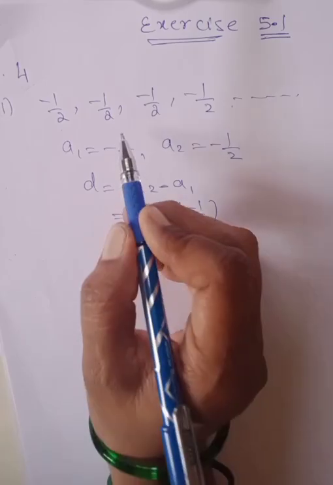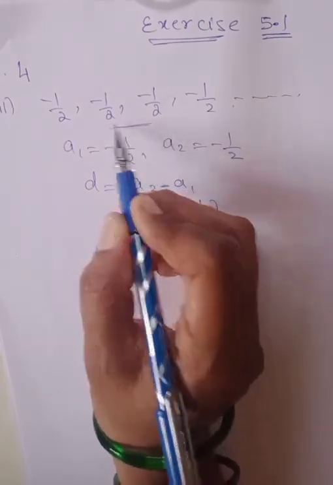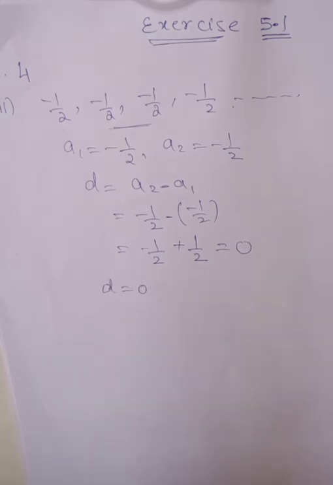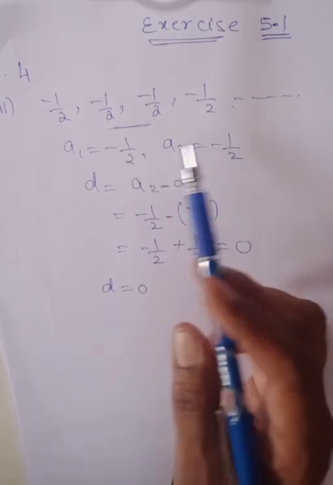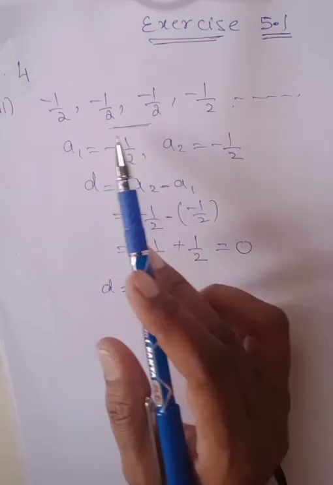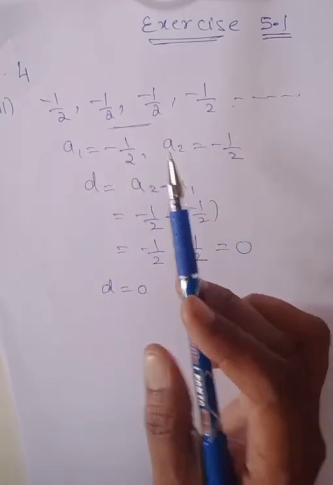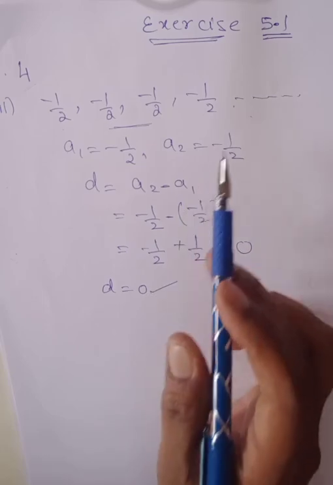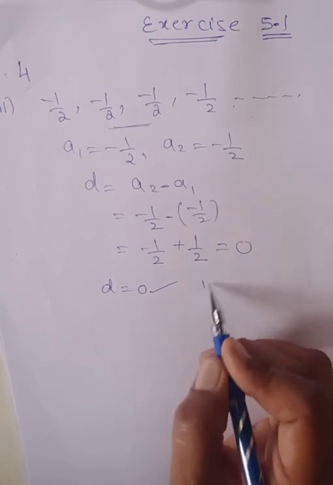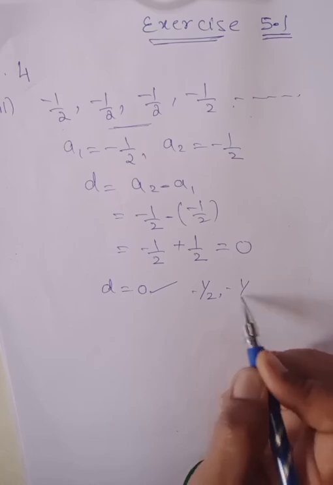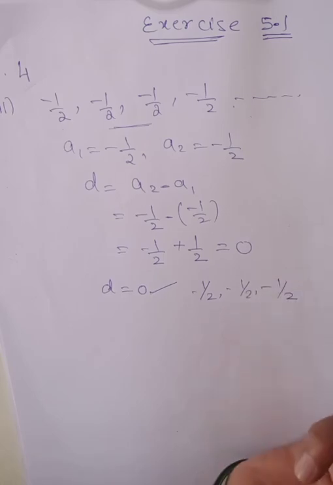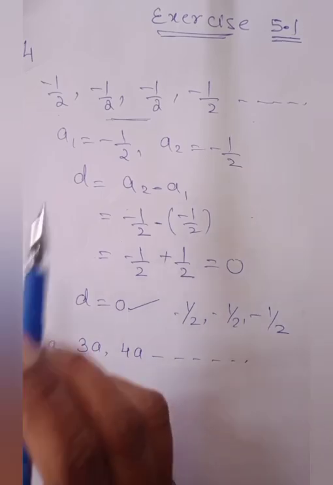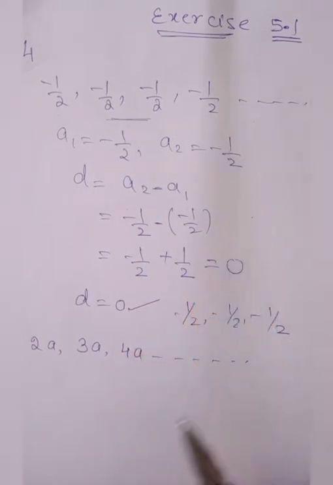In the same way, when you go with the difference between A3 and A2, you are going to get the D as 0. So because of that one, you are going to say the difference is what? Difference between the consecutive terms is 0. Because of that one, you are going to say it is an AP, and the difference is 0. And next three terms, obviously you are getting next three terms as also minus 1 by 2, minus 1 by 2 and minus 1 by 2. See, this is 10th question of main 4th question, exercise 5.1.